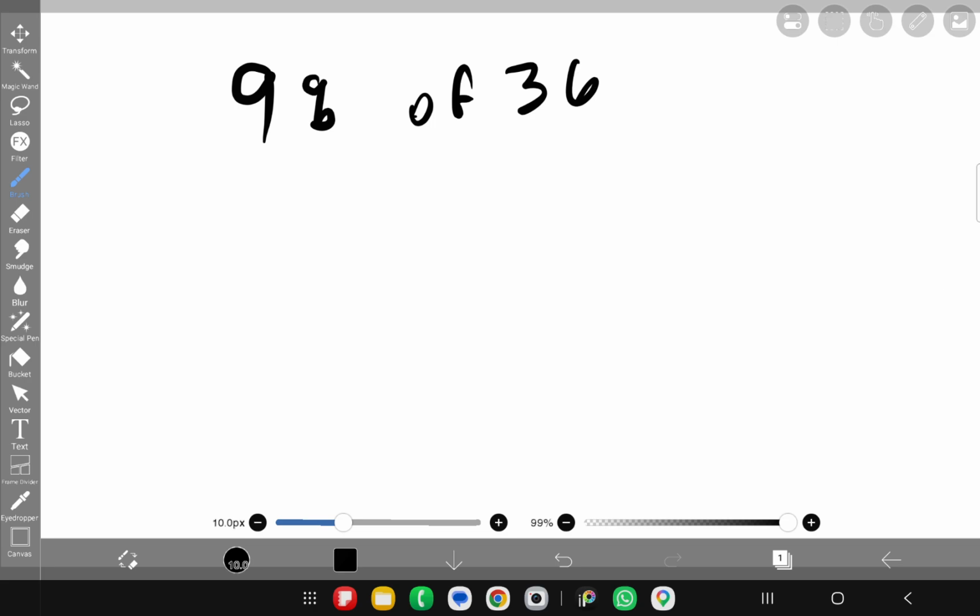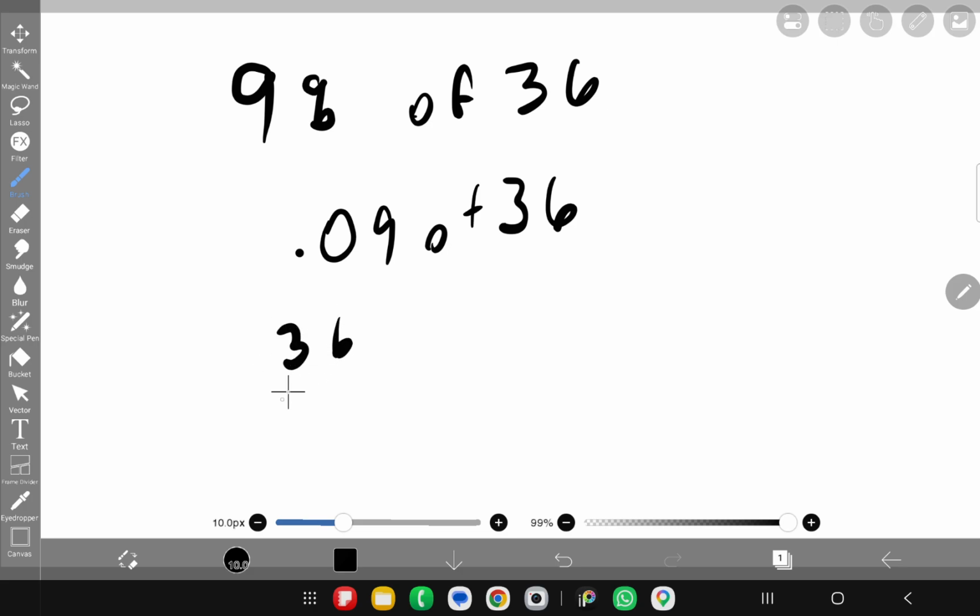One of the ways to do this is 9% is the same thing as saying 0.09 of 36. So 36 times 0.09 will give us our answer.